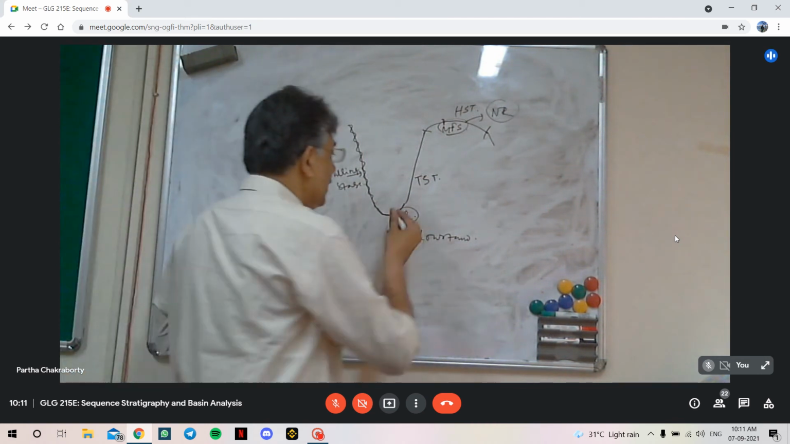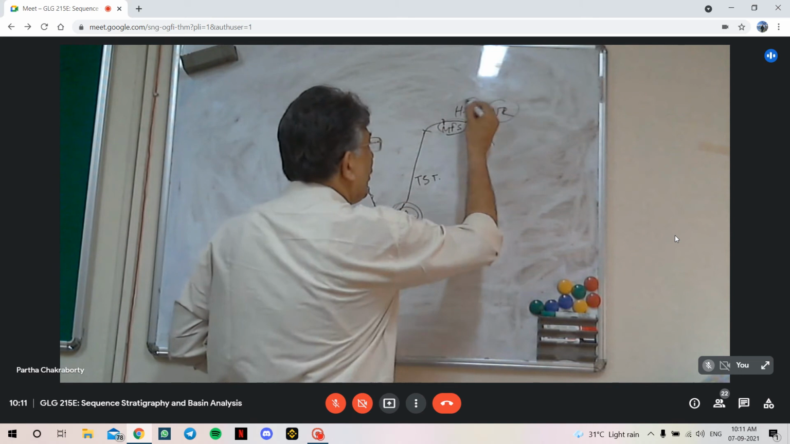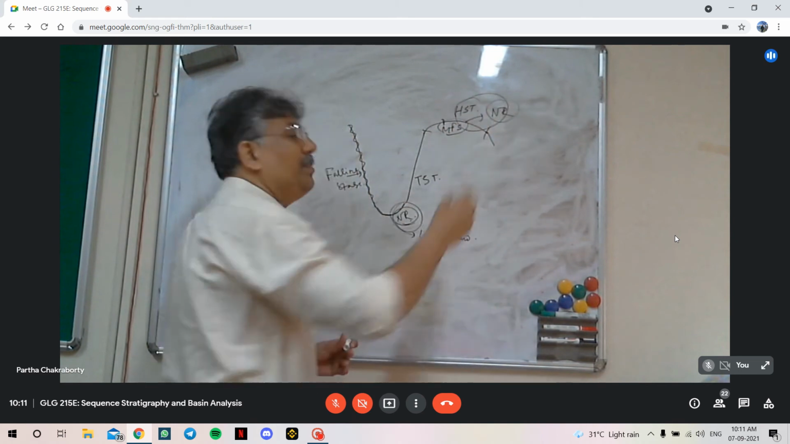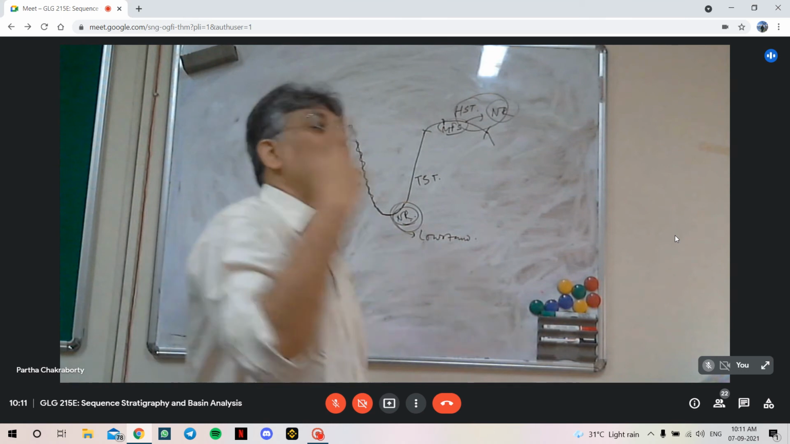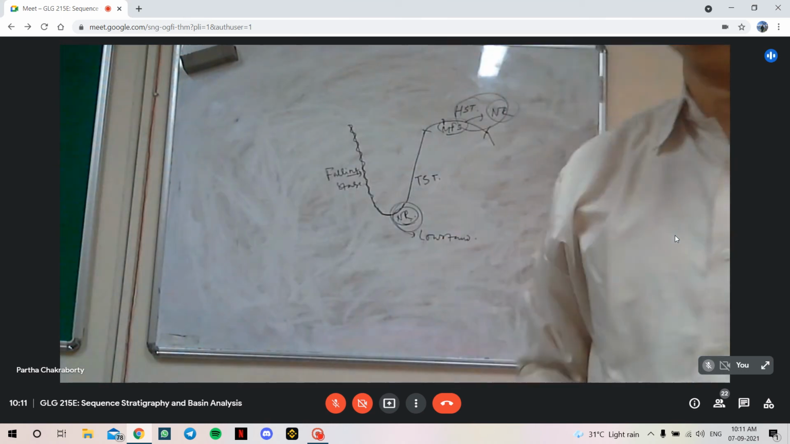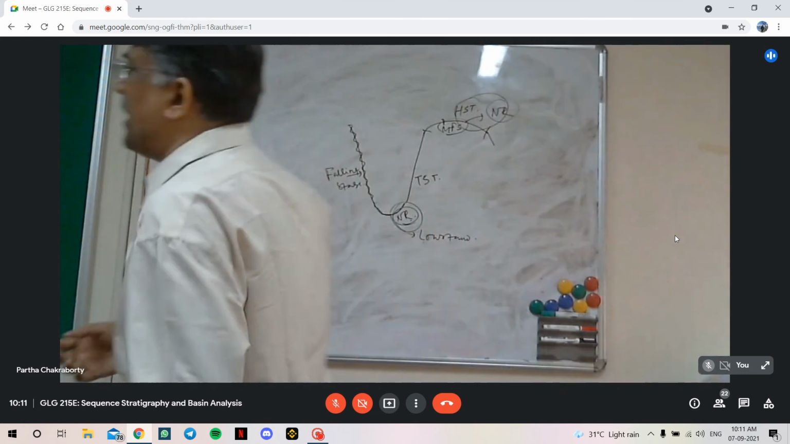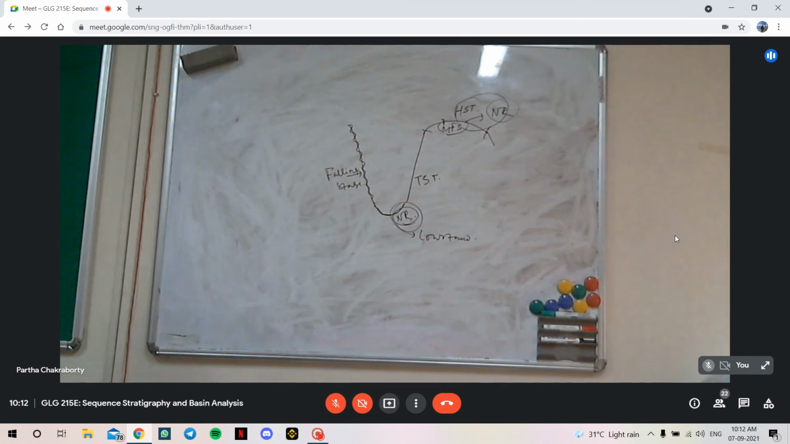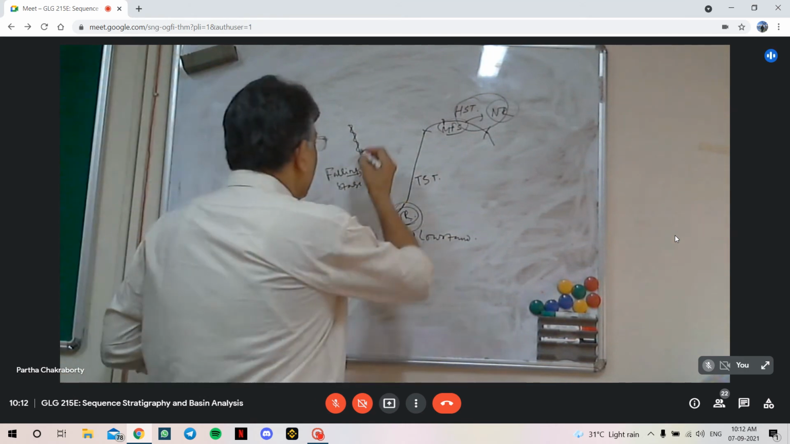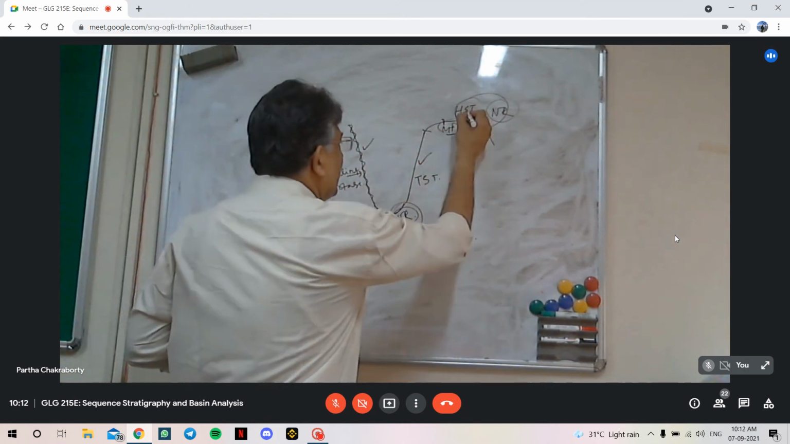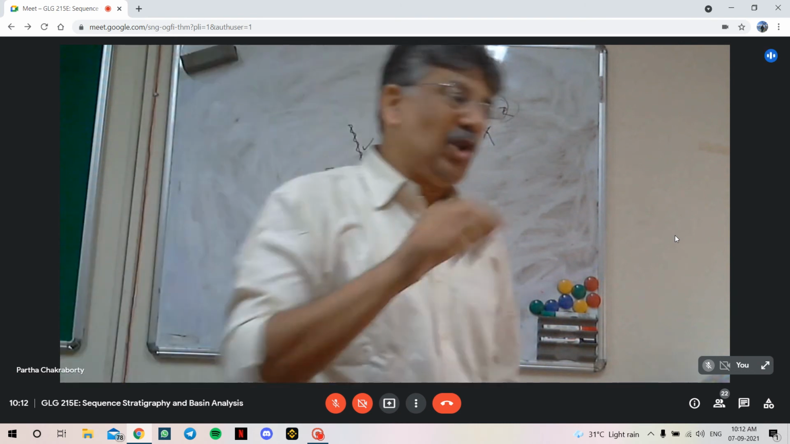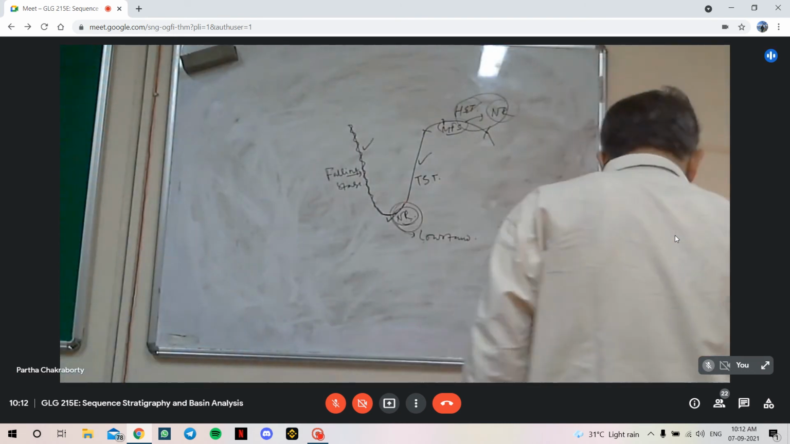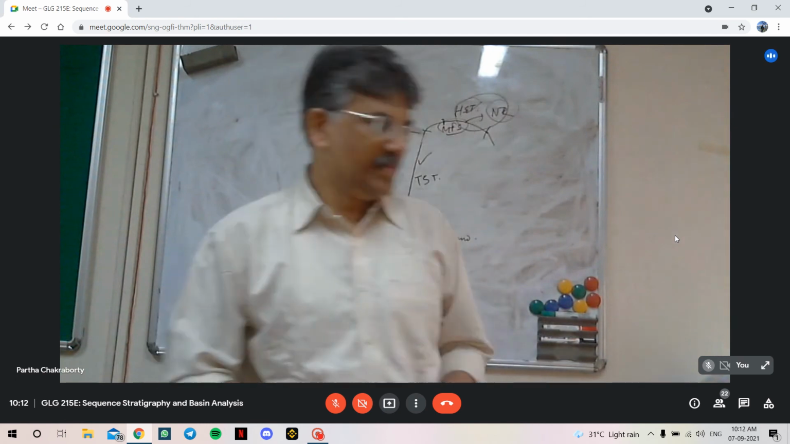Now how will this normal regression of lowstand and normal regression of highstand be identified? Is it a lowstand normal regression or a highstand normal regression? What are the criteria? How does the stratal stacking pattern differ between the two? What will happen in this case, this case, this case and this case at the shoreline, that we will be talking about now. The different ifs.